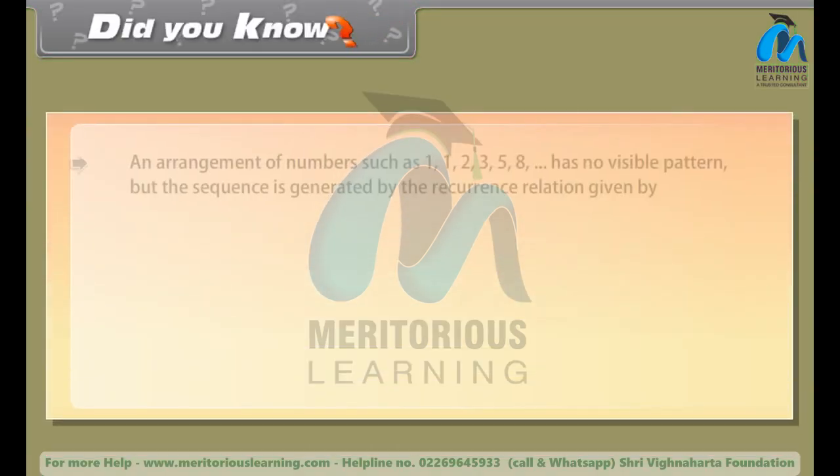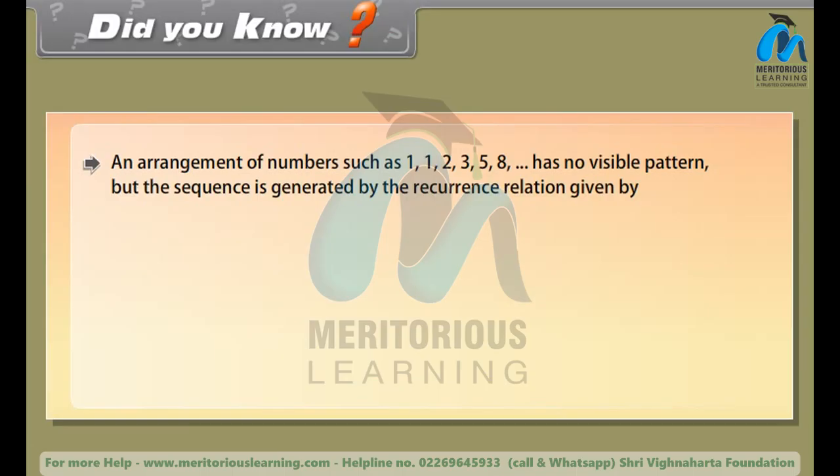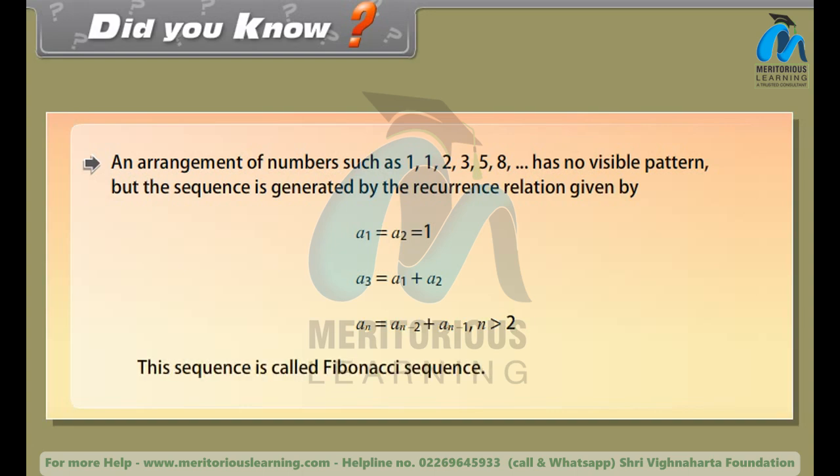Did you know an arrangement of numbers such as 1, 1, 2, 3, 5, 8 and so on has no visible pattern, but the sequence is generated by the recurrence relation given by A1 is equal to A2 is equal to 1, A3 is equal to A1 plus A2, AN is equal to AN minus 2 plus AN minus 1, N is greater than 2. This sequence is called Fibonacci sequence.